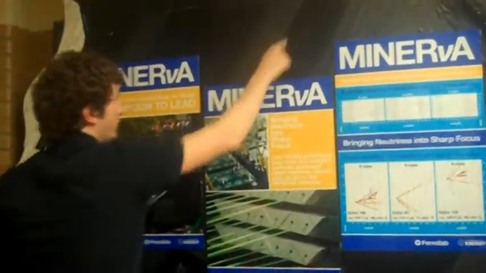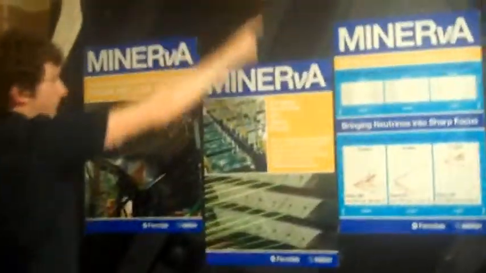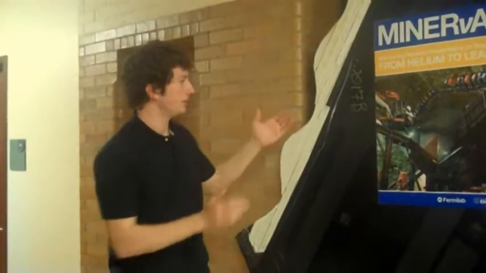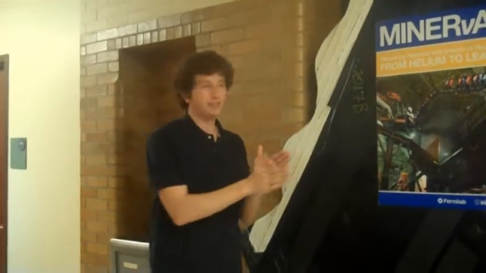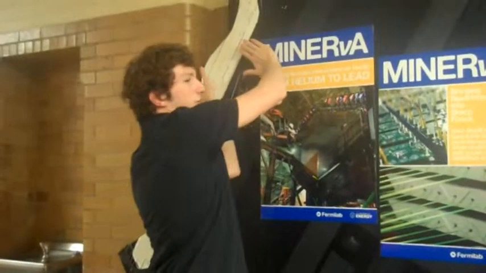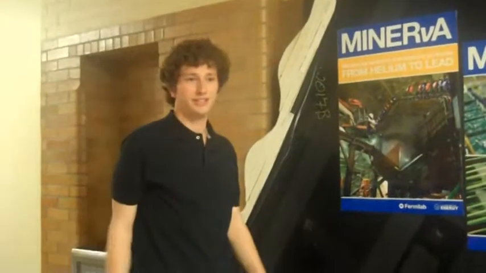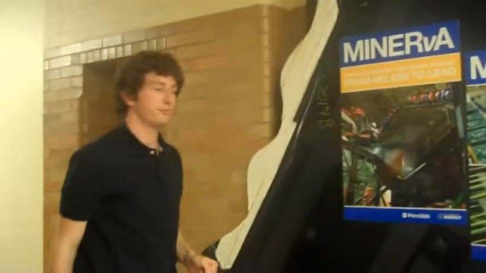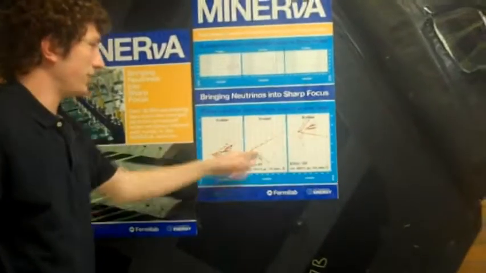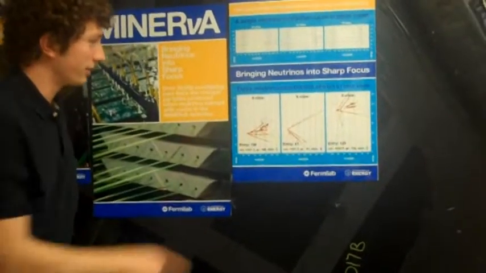And these strips go in this direction, and so if this strip lights up, we know that the interaction happened somewhere along this strip. So that gives us 2 dimensions, but we actually want 3-dimensional reconstruction. So what we do is the plane immediately behind this one, its strips are going to be rotated 60 degrees. And so then you'll get the other coordinate from 2 consecutive planes. And so here's just an example of what neutrino events look like in our detector.